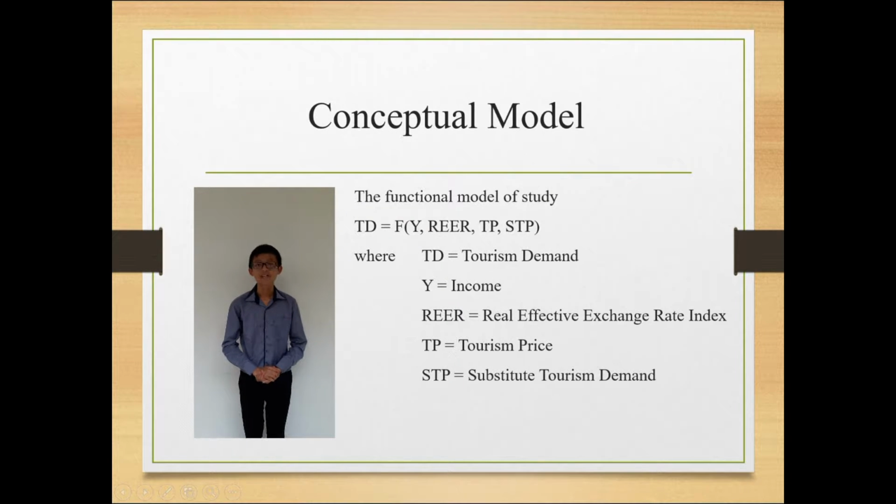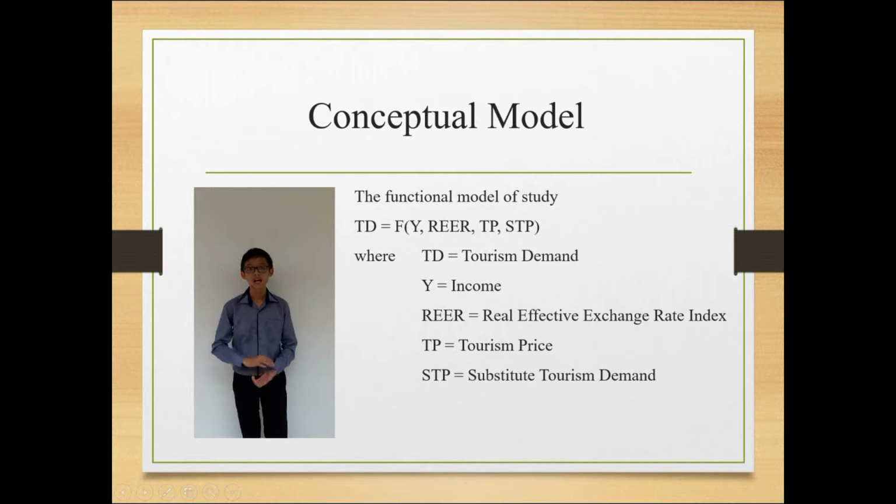In this study, the functional model used is tourism demand equals a function of income, real effective exchange rate, tourism price, and substitute tourism price. Income is expected to have a positive relationship with the tourism demand, as higher income of Indonesians will give higher purchasing power and therefore encourage more Indonesians to travel to Malaysia.